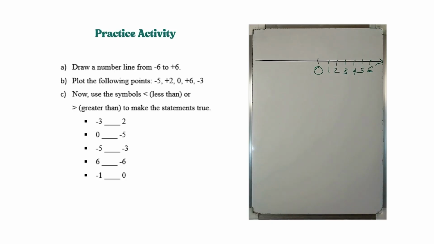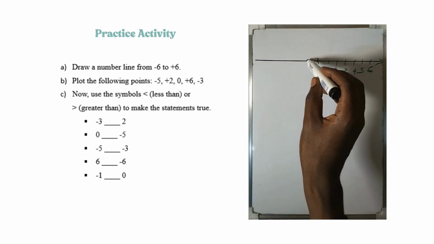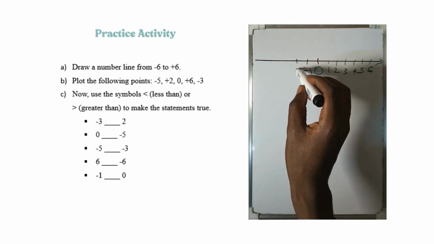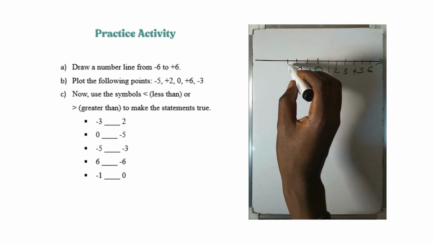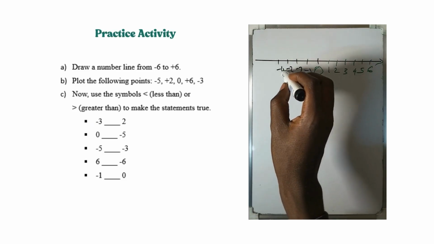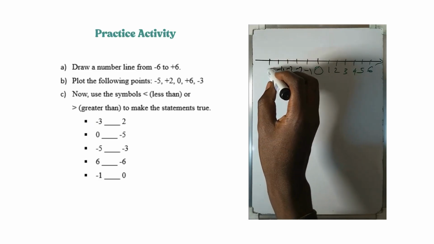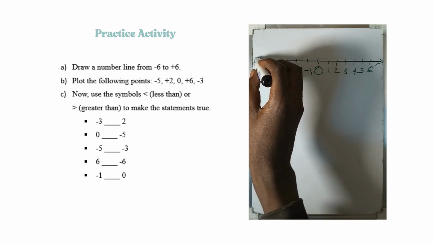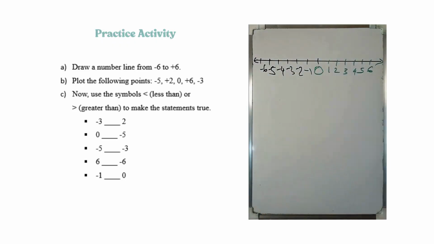On the negative side, we'll start with the negative sign to illustrate that they are negative. So here we write -1, -2, -3, -4, -5, -6, and it continues this way. Now that's our number line.